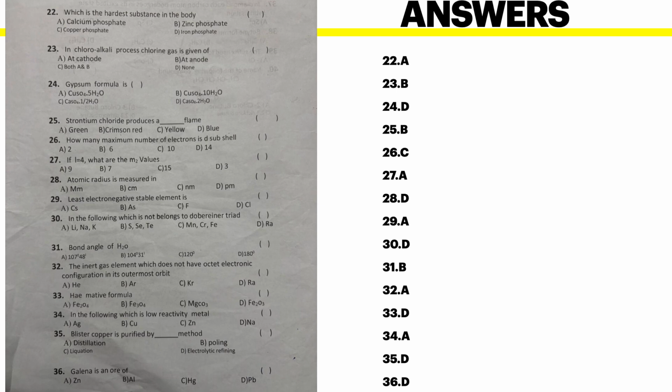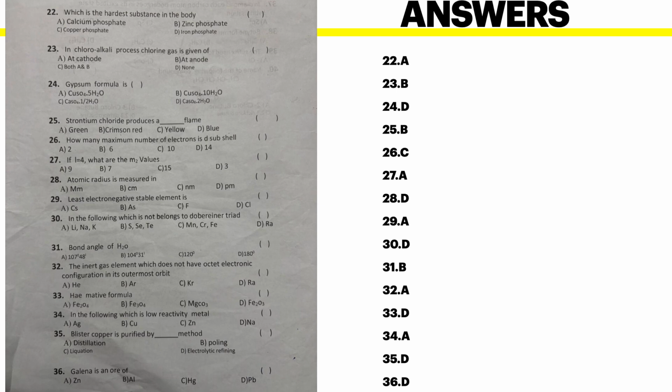Okay, next one, 27th. If L is equal to 4, what are the ML values? You know that the ML value always varies from minus L to plus L. So for 27th, A is the right answer.